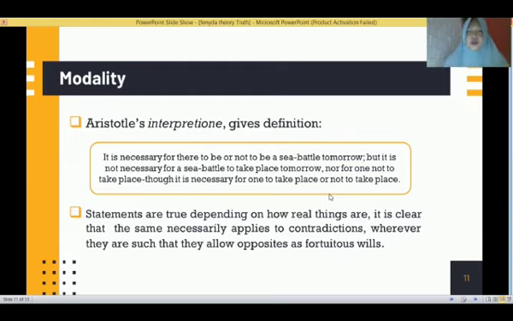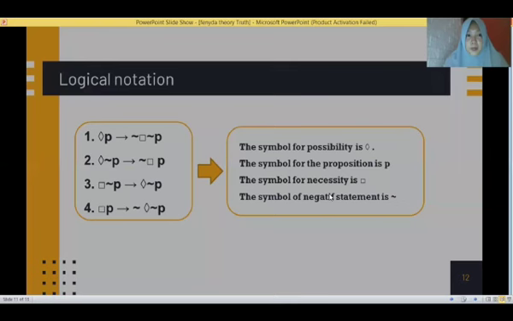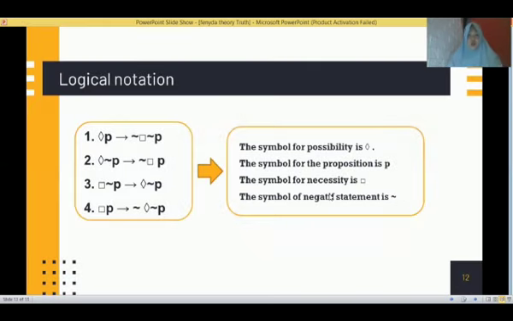So what do we get from this definition, from Aristotle's definition? Statements are true depending on how real things are. It is clear that the same necessarily applies to contradictions, wherever they are such that they are opposite and fortuitous. So this is logical notation.